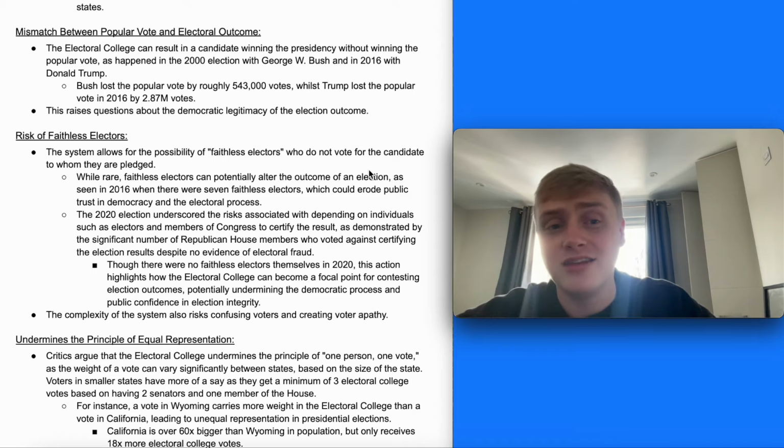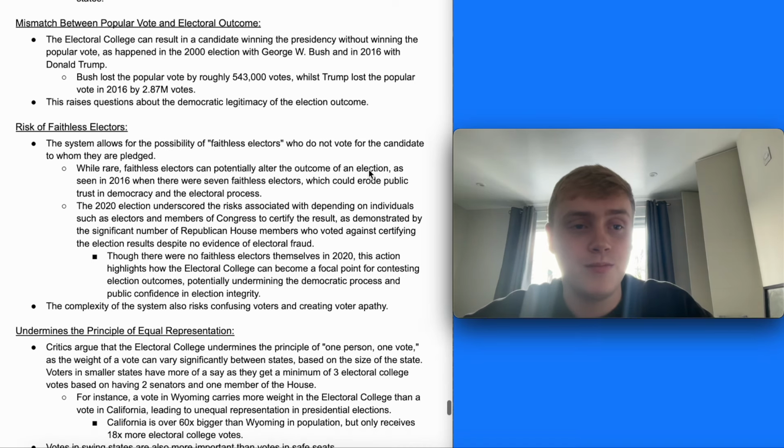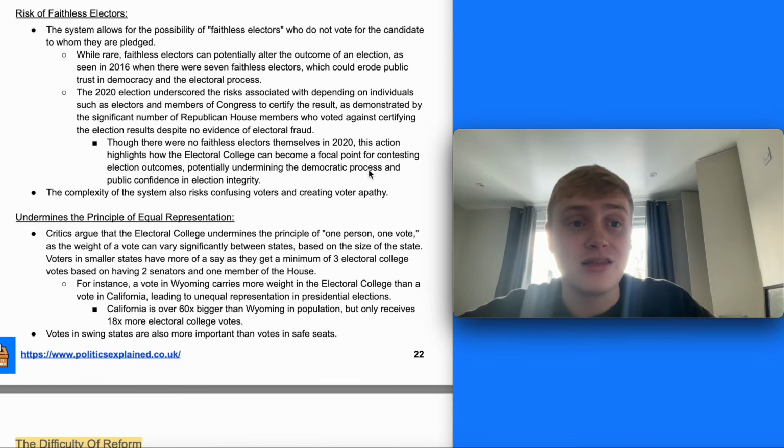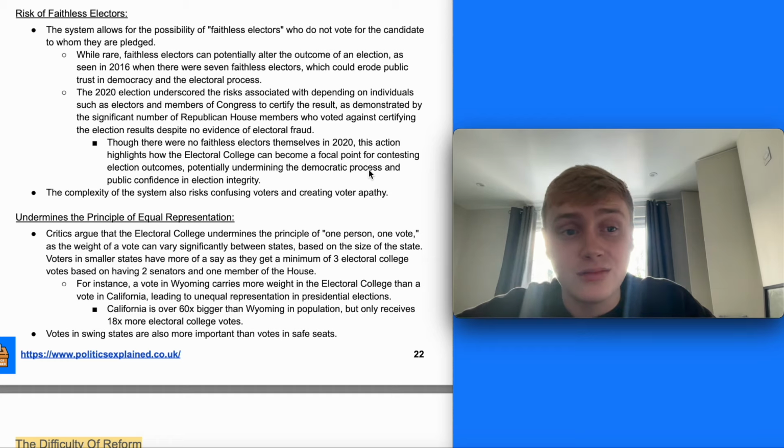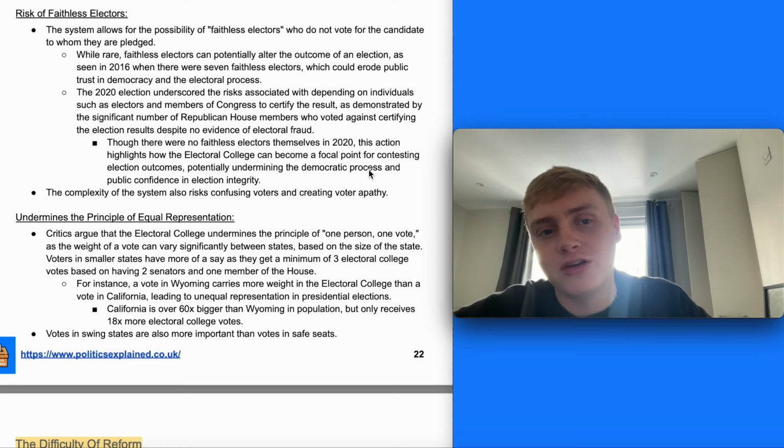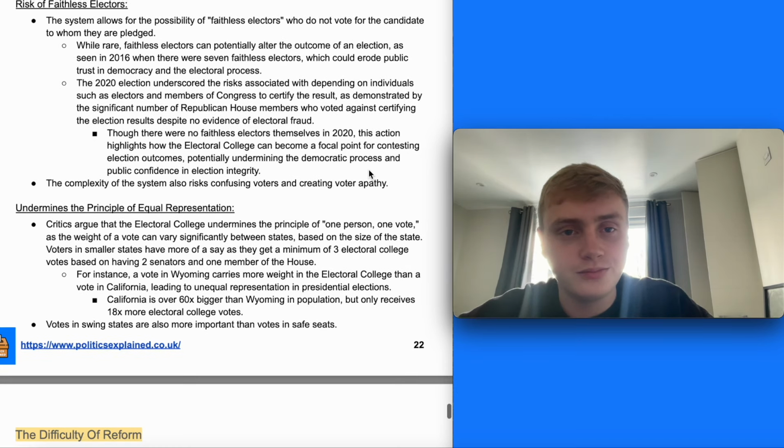This crucially raises key questions about the democratic legitimacy of the election outcome and how the Electoral College undermines democracy. There's also a key risk of faithless electors. So the system allows for the possibility of electors who don't vote for the candidate who they're pledged to. While rare, they can potentially alter the outcome of an election. They didn't actually influence the outcome, but there were 7 faithless electors in 2016, which could erode public trust in democracy and the electoral process.